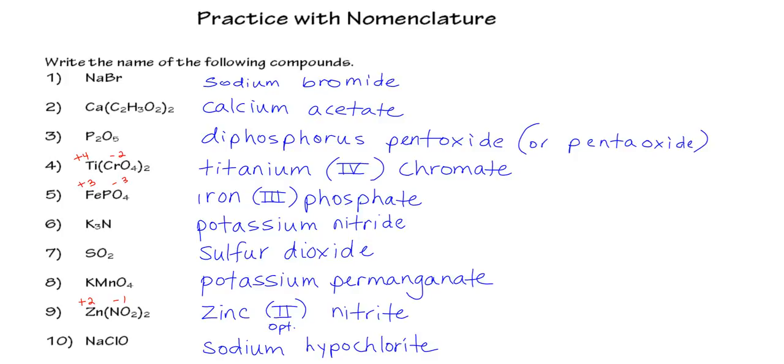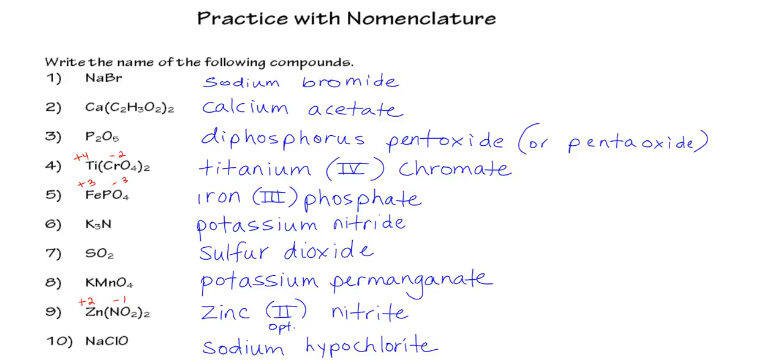The Roman numerals are for transition metals, tin and lead. Metals that can have more than one charge. Somebody like sodium, calcium, potassium, they don't have multiple charges. They only come from a group on the periodic table that contains one charge. So you don't need a whole lot of Roman numerals, just when I'm dealing with transition metals, tin and lead.